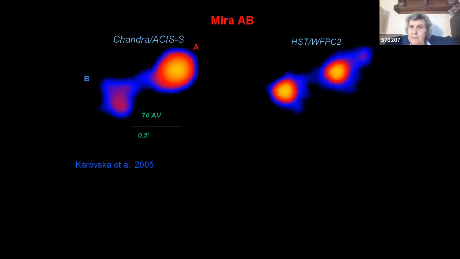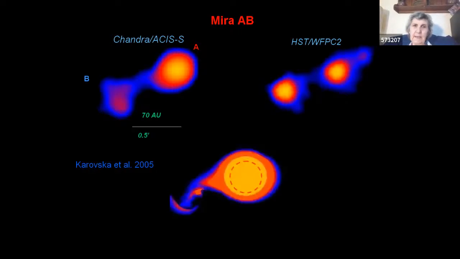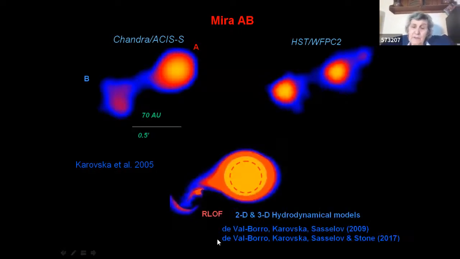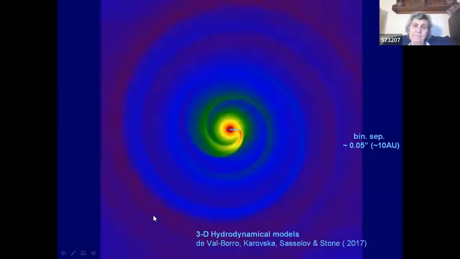A few months later, the HST observations showed a similar thing. And then with my then students, Miguel de Val-Borro and colleagues, we did 2D and then later on 3D hydrodynamical models, trying to see whether we can make a Roche lobe-like overflow that will bring more mass to the companion. And indeed, the results show that the accretion rate can be at least an order of magnitude higher than predicted from Bondi-Hoyle.